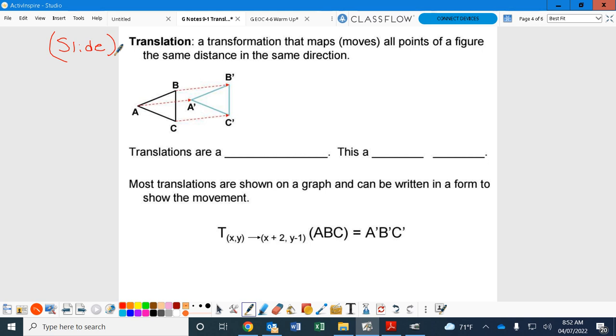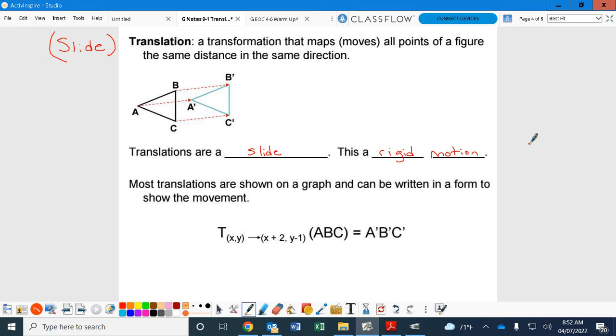And when you slide it, that means that translations are a, what's it called? Rigid motion. So translations are a slide, which is a rigid motion. Sorry, I jumped ahead and put slide up at the top. I knew I wanted y'all to know that. I didn't know I had put it in the slide. Put it in the text.